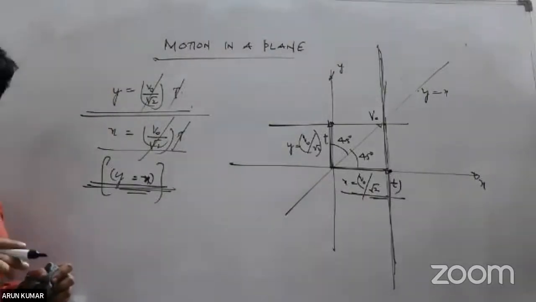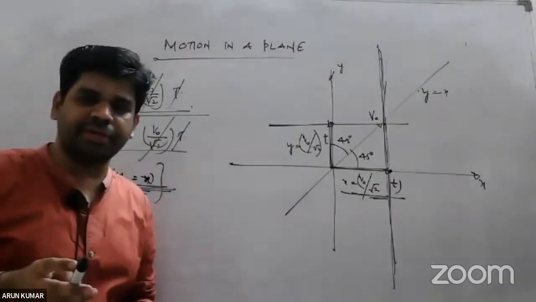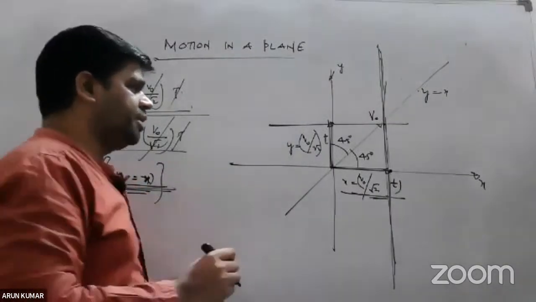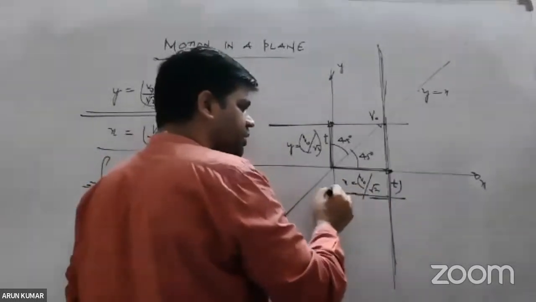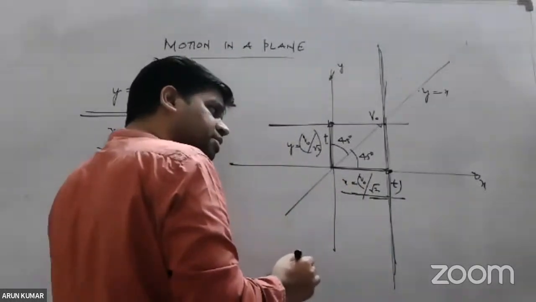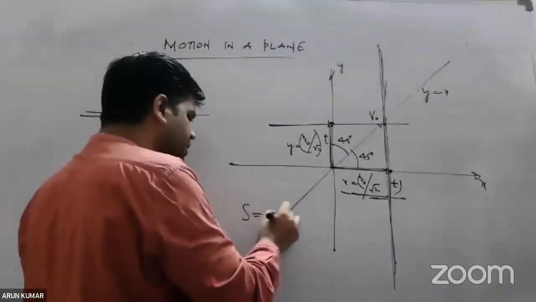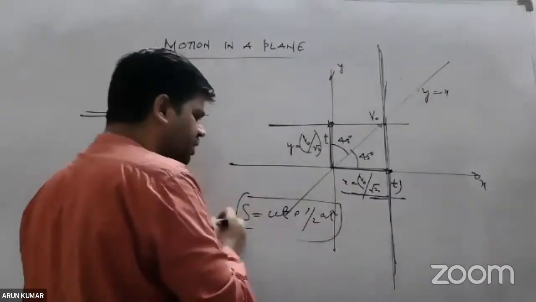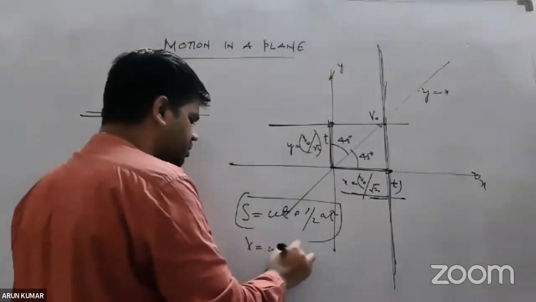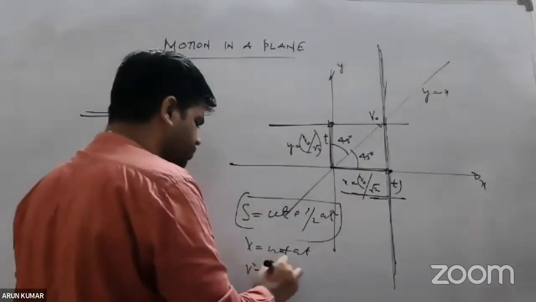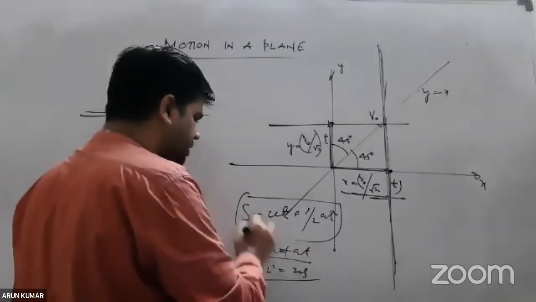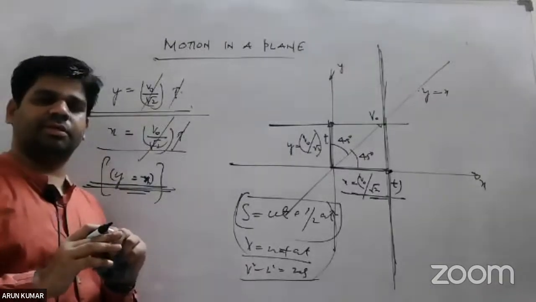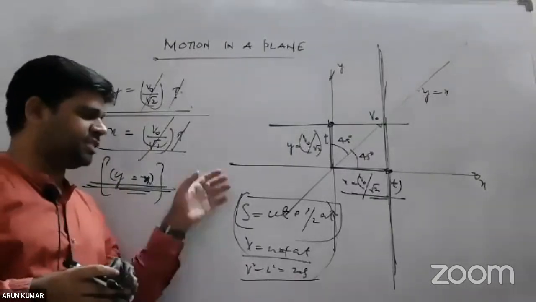Sir, why have you written t into t? See, velocity is v naught by root 2. What is the displacement? S is equal to ut plus half at square, right? Yes, sir. We are going to use this equation only, and v is equal to u plus at, and v square minus u square is 2as. Only these equations we'll be using throughout the chapter. All right, we'll be using just these 3 equations.